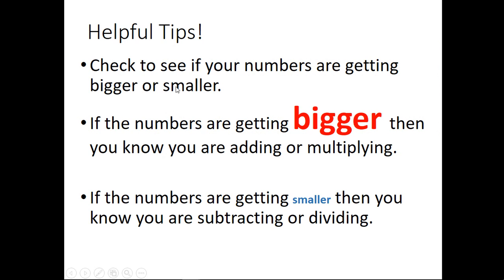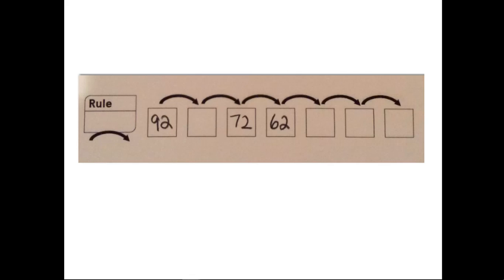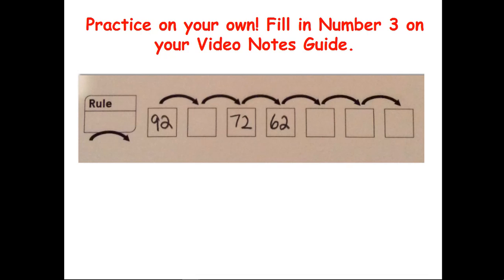Some helpful tips. Check if your numbers are getting bigger or smaller, like I said previously. If the numbers are getting bigger, then you know you are adding or multiplying. If the numbers are getting smaller, then you know that you are subtracting or dividing. So here's another example. I have a 92 followed by an empty frame, then I have a 72 and a 62. So I say to myself, I know that those numbers are getting smaller, so I know I have to think about subtraction and division. What I want you to do is fill in number 3 on your video notes guide. Make sure you fill in the rule and all the missing numbers inside of the frames. Pause the video again so that you complete number 3 on your video notes guide.